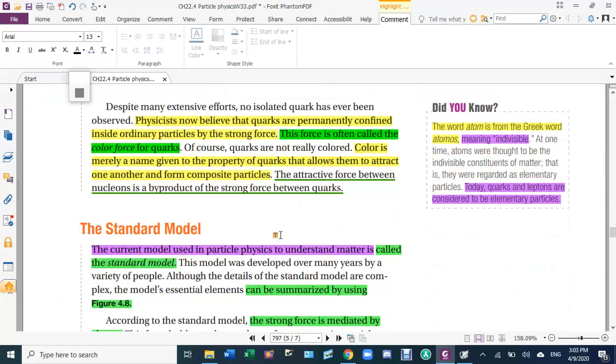Now physicists believe that quarks are permanently confined inside ordinary particles by the strong force. This force is often called the color force for quarks. Color is merely a name given to the property of quarks that allows them to attract one another to form composite particles. The attractive force between nucleons is a byproduct of the strong force between quarks.